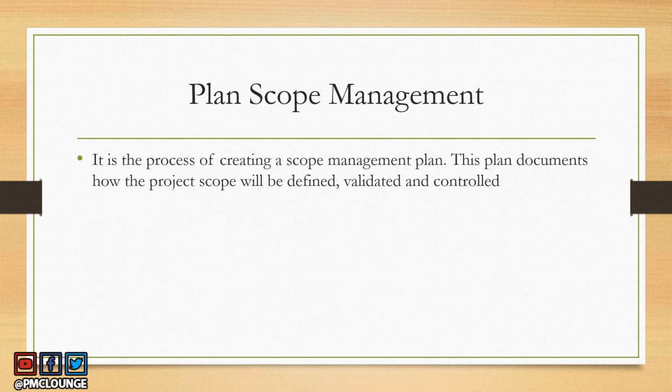So plan scope management is basically the process of creating a scope management plan. This is a subsidiary plan that makes up the project management plan as a whole. So there are several subsidiary plans that make up the project management plan. One of those plans is the scope management plan. This is what you create in the plan scope management process. So this plan documents how the project scope will be defined, validated, and controlled.